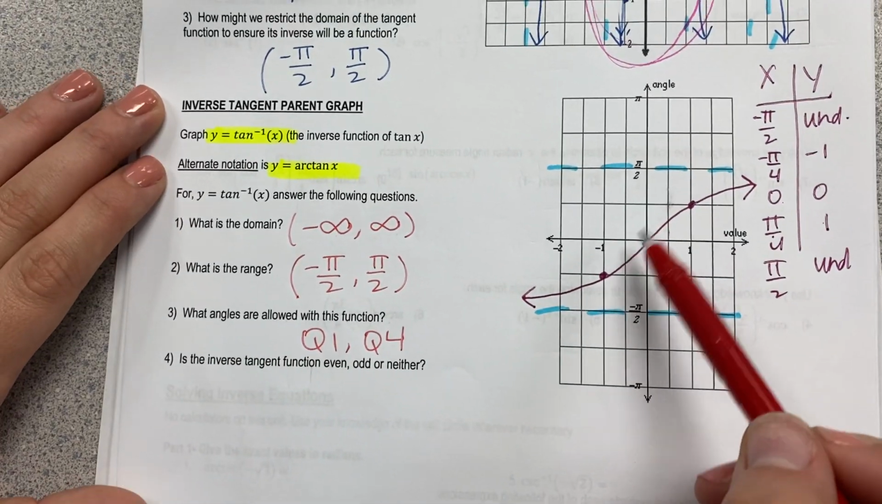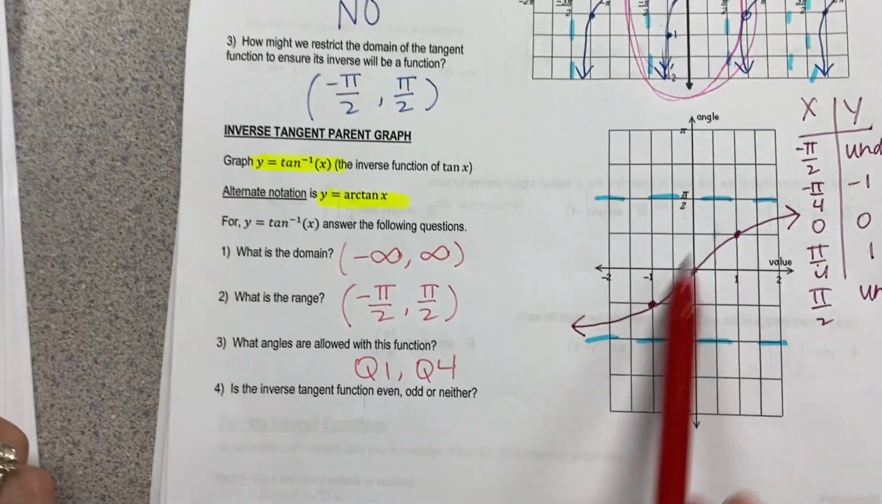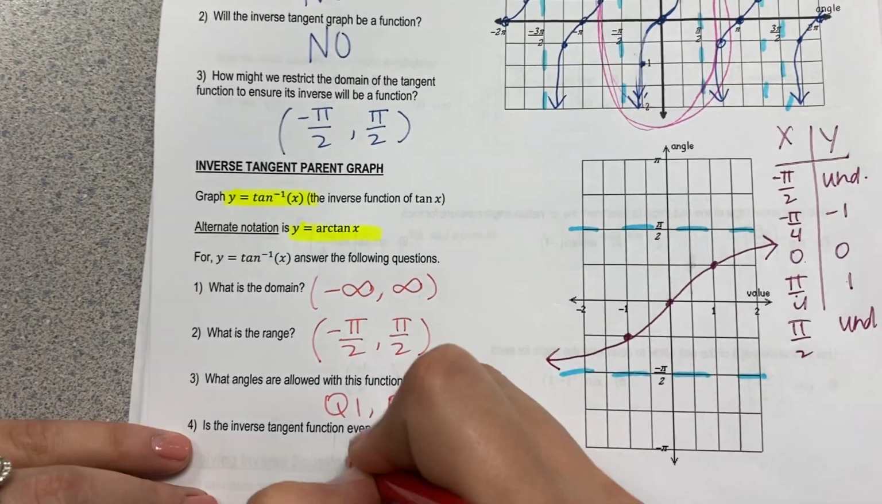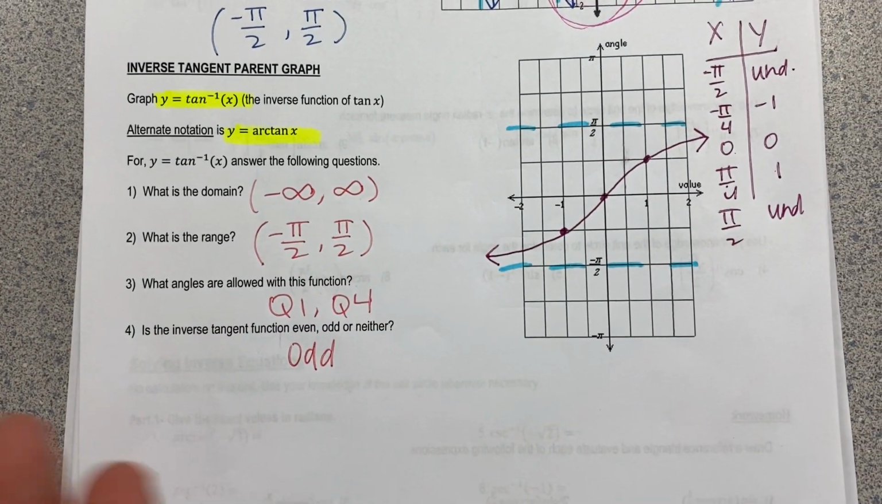Even, odd, or neither. Even's reflected across the y-axis. That's not her, but she is reflected across the origin. So that's odd. And that is inverse graphing.